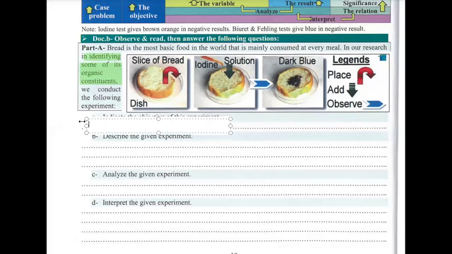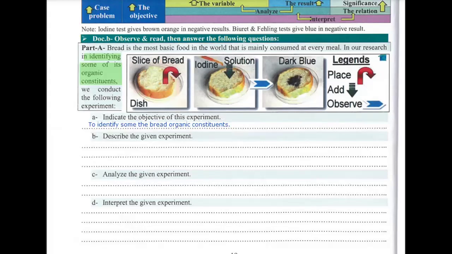Objective يعني goal يعني aim, يعني why are we doing this experiment? To identify some of the bread organic constituents. This is our objective.